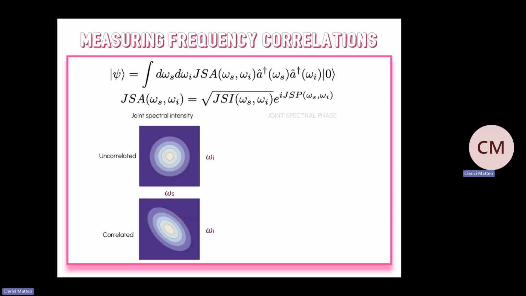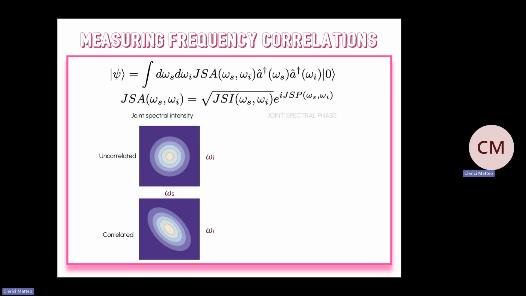And the joint spectral amplitude is nothing more than a two-dimensional electric field. You can see it in this way, where you have an amplitude, which is usually referred to as the joint spectral intensity, so the square root of the joint spectral intensity, but you also have a joint spectral phase. So usually when we talk about frequency correlation, this is what we look at, the spectral intensity, which can be uncorrelated or correlated. Here the axes are the frequencies of your signal and idler photons. And usually that's what people refer to when they talk about frequency correlation.